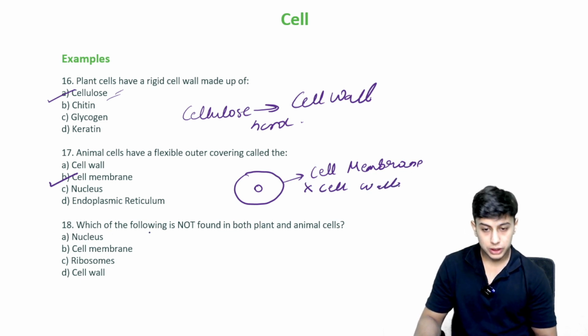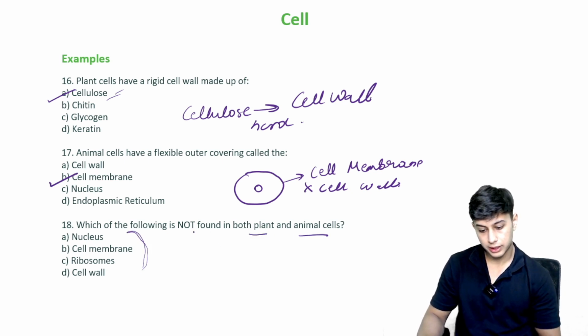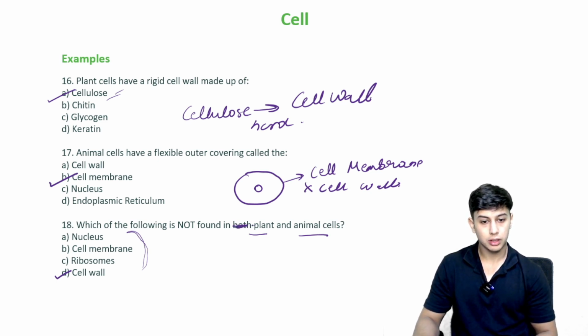Okay. Which of the following is not found in both plant and animal cell? One of these is not present in both plant and animal cells. Alright, the correct option is option D, cell wall. But sorry, it is present in plant cells, not in animal cells. Alright, present in plant cells and not animal cells. It is cell wall. Cell wall is not found in animal cells.